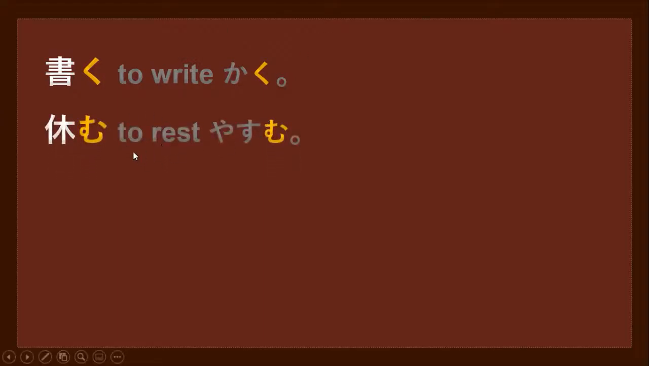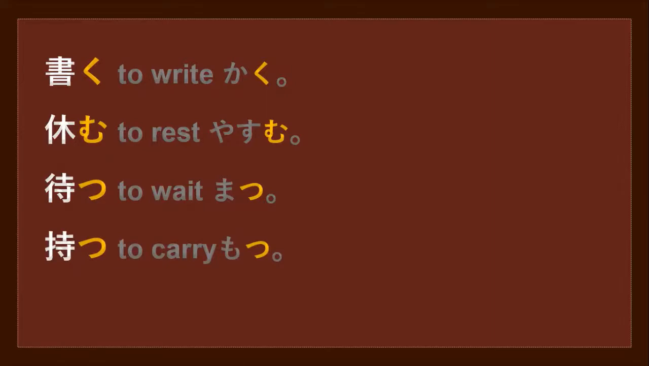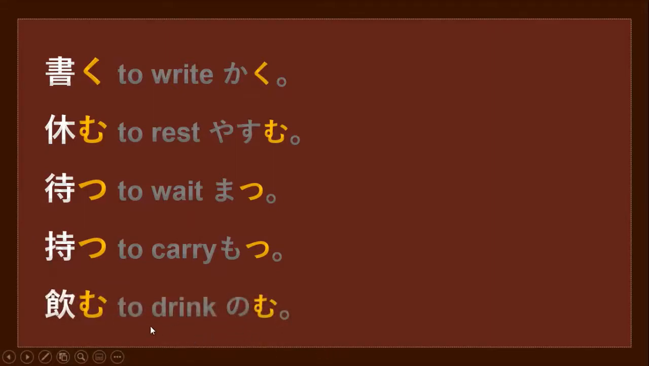To rest is 休む. Next, to wait is 待つ. And to carry is 持つ. Can you see in this kanji there is a slight difference here? This happens often in kanji, but please don't worry about this. In N5 kanji, these things are not there. And to drink is 飲む. Very good.